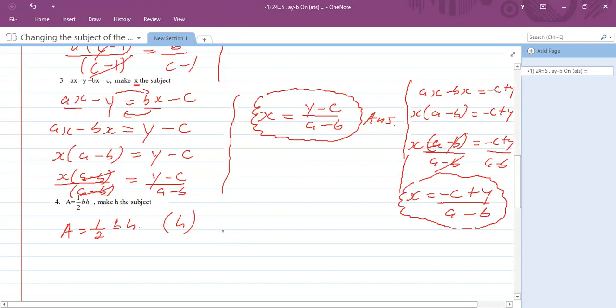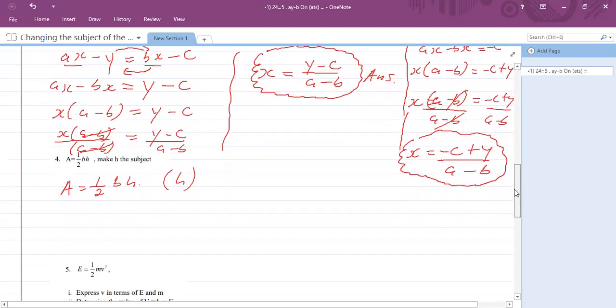How do we make H the subject? Do we get rid of the half first? Right, we get rid of the 2 first. What's the 2 doing over there? Dividing. So what's the opposite of divide? Multiplying. You can say A times 2 is equal to half BH times 2. So the 2 here cancels this 2 here, right? So here let's see, 2A is equal to BH, 1BH.